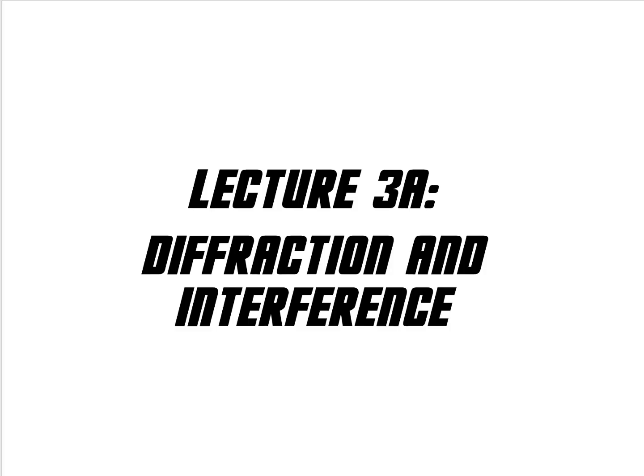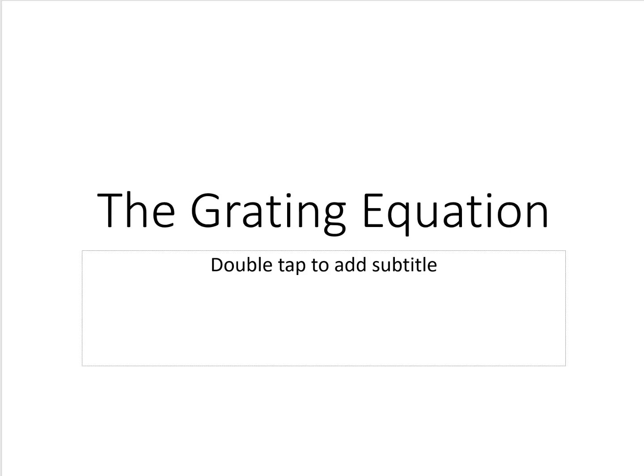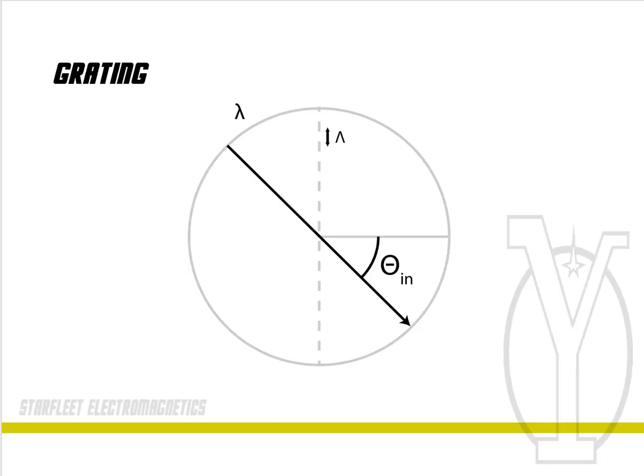Okay, cadets, this is Lecture 3A, Diffraction and Interference. And today, we're going to discuss my very favorite equation in the whole world, the grating equation. Now, the grating equation is derived from, you guessed it, K-surfaces. This K-surface is a little different than the ones you've seen before. It's rotated 90 degrees. And at the interface, there is a grating with a spatial period big lambda.